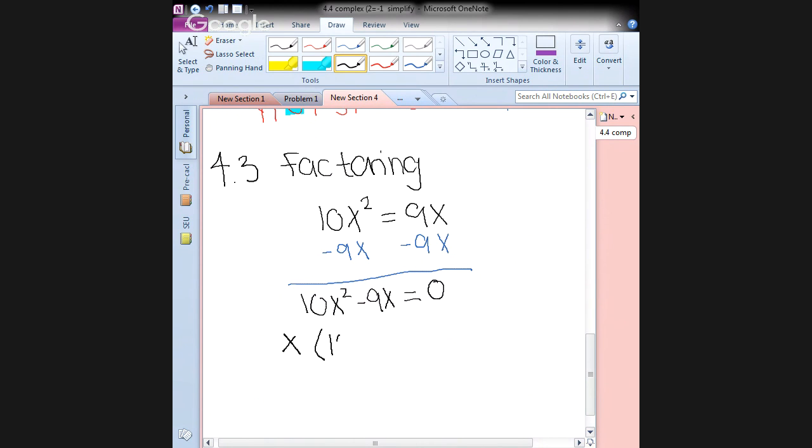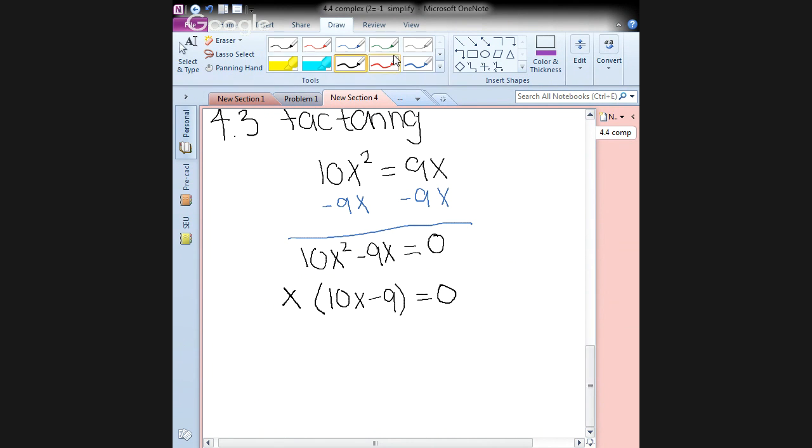So I would be left with x times (10x minus 9) equals 0. And so I've actually already done the factoring. There's nothing left for me to factor. So for solving this, I would set up both of my factors equal to 0. So x is equal to 0. That would be one of my factors. And then 10x minus 9 is equal to 0. To solve this, I would add 9 to both sides and then divide by 10. So x would be equal to 9 over 10.